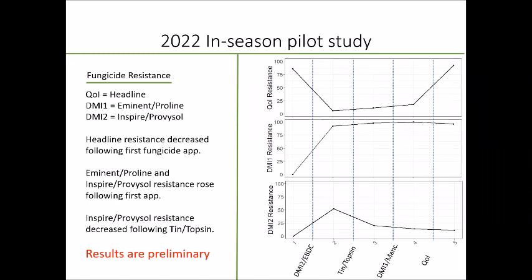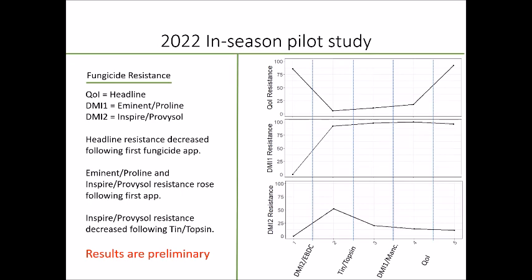When we focus on the DMI, so DMI 1 here, which would be Eminent and Proline, after this first DMI application, we see resistance to Proline and Eminent skyrocket to almost 100%, and then it maintains itself at this very high level, which is interesting because you would anticipate that when you apply a tin topsin later in the season that you would get a reduction, but we don't see that.